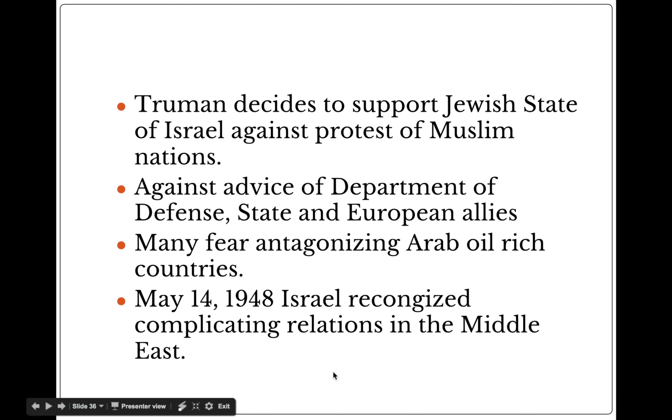Truman decides to support the Jewish state of Israel against the protest of Muslim nations. He does it against the advice of the Department of Defense. Many fear that antagonizing the Arab oil-rich countries is going to cause problems for the U.S. On May 14th, 1948, Israel was recognized, which complicates the relations in the Middle East.